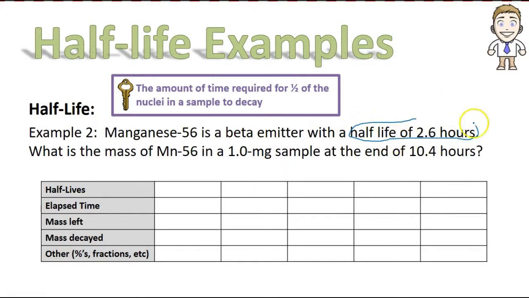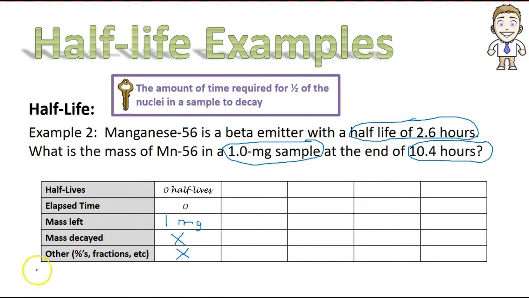It gives me the half-life of 2.6 hours. It gives me an initial milligram sample where I start with just 1. It also gives me a total time in this problem of 10.4 hours. That means the elapsed time is going to be 10.4 hours that we're trying to reach. And remember that first column should always be 0 half-lives have passed, meaning 0 hours have passed in elapsed time. If you fill out the mass left, it's just going to be the 1 milligram sample that we started with. I'm actually going to ignore these last two because the problem isn't asking about them. It's just asking what mass of manganese is left, so let's not waste time filling those out.